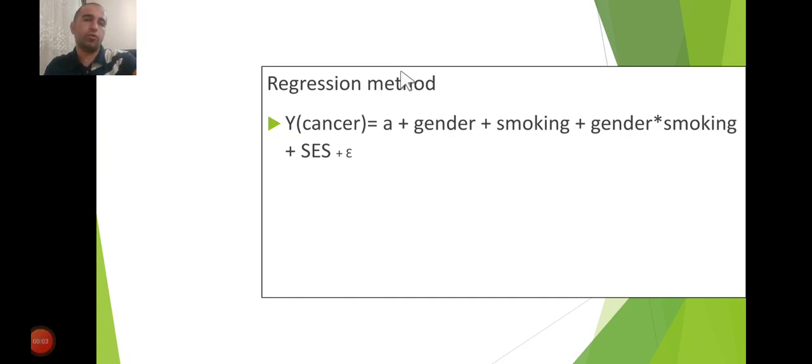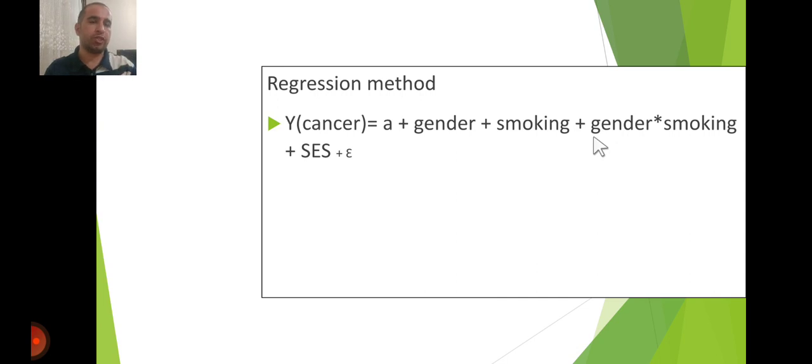Okay, let's see how to do the interaction effect analysis by regression model. This is our example in which we think that there is interaction effect between gender and smoking. So there would be a coefficient for the multiplication term, a coefficient for smoking, a coefficient for gender, and the coefficient for the confounder, which is the socioeconomic status here. So in this regression model, as you can see, we can put the multiplication term of the variables in the regression model.